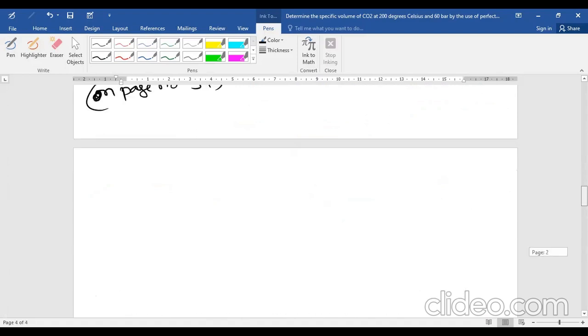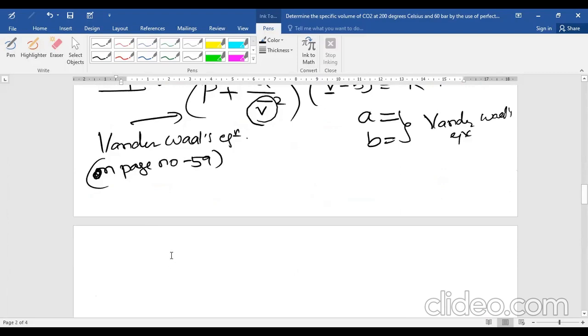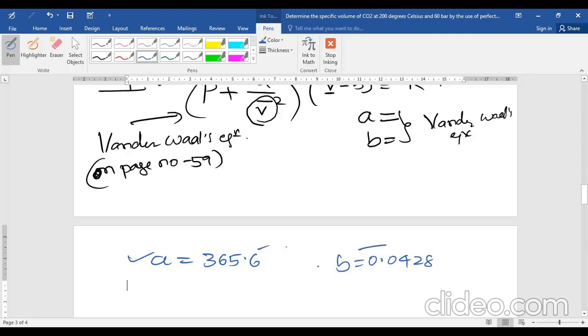So for carbon dioxide, the value of A, I am going to write from page number 59. A is equal to, for carbon dioxide, 365.6. I hope you will find the same value in the book. And the unit is also given in the book. Okay. Next, one more constant is required. B is equal to 0.0428. So substitute the A value as this much, the B value as this much.